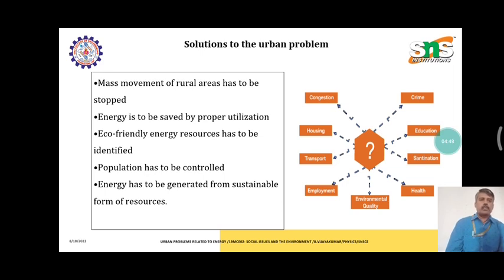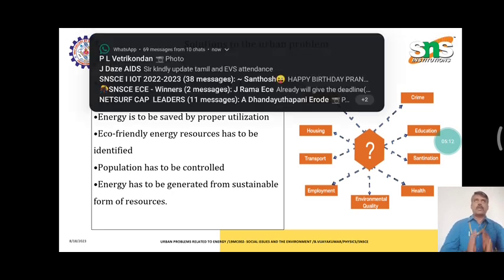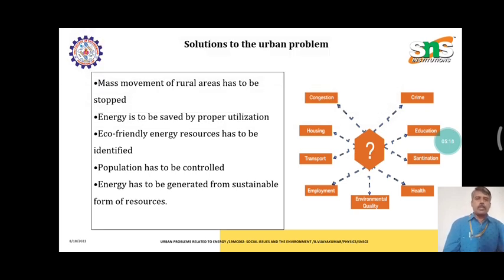So the solutions to urban problems: the mass movement from rural areas has to be stopped. If rural people get what they need in their own areas, they will not need to move to urban areas. The energy has to be saved by proper utilization, because we should save energy not only in fuels but in other forms as well.